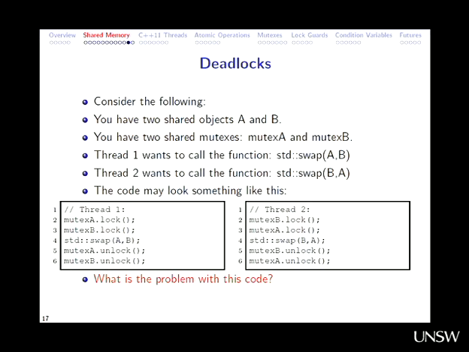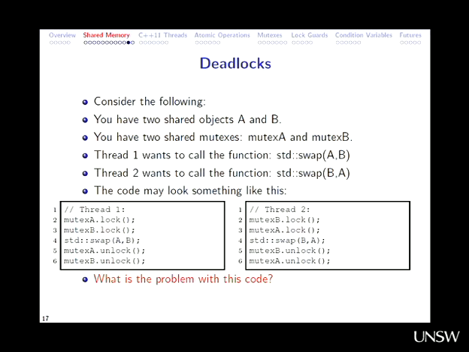An example of how this might happen: consider that you have two shared objects, Euclidean vector A and Euclidean vector B. You have a mutex for dealing with Euclidean vector A and a mutex for dealing with Euclidean vector B. Thread 1 wants to call the function std::swap on A and B. Thread 2 wants to call std::swap on B and A. So they both want to do something that modifies both Euclidean vectors.